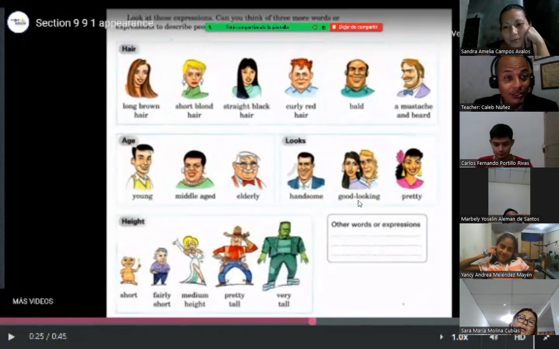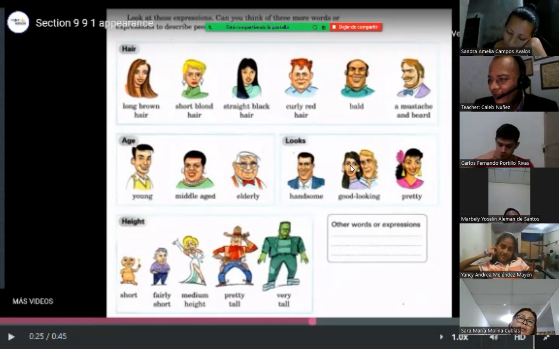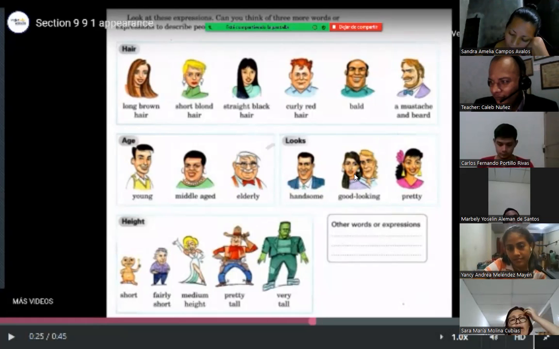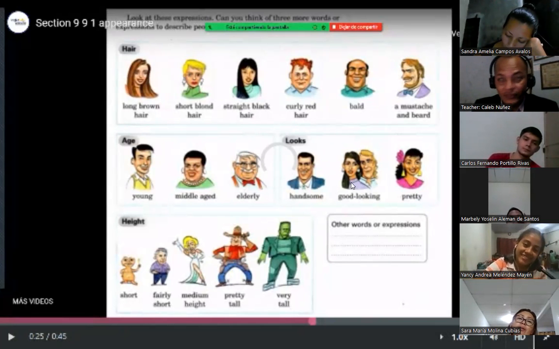Good looking is equal to attractive. Attractive, yes? Good looking, yes? For example, she is good looking. Repeat: she is good looking. He is good looking. He is good looking. Good looking. Or they are good looking.